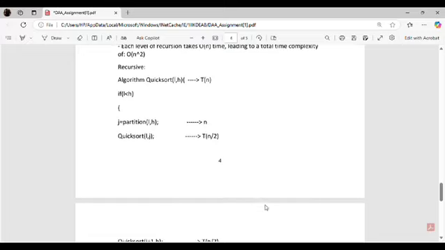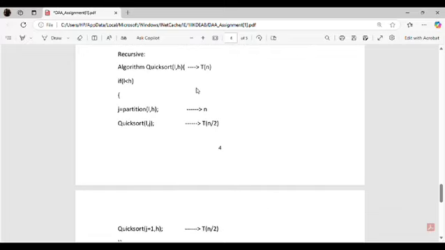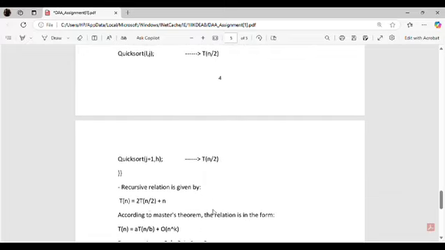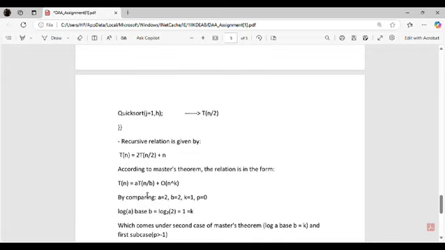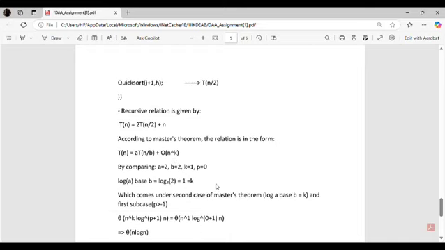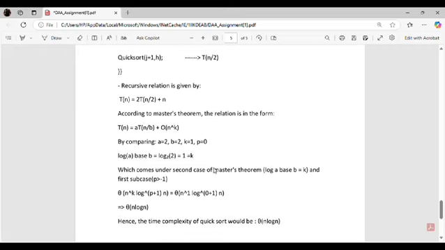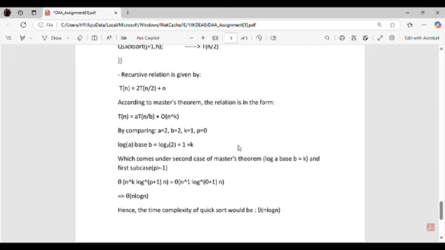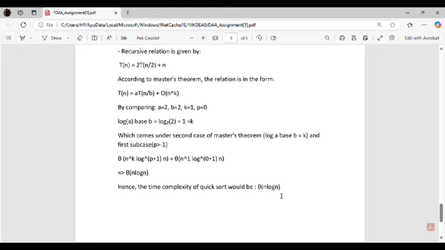According to the Master's theorem, the recursive algorithm can be given as T of n equal to 2T of n by 2 plus n. By comparing it with the Master's relation, we can get a equal to 2, b equal to 2, k equal to 1 and p equal to 0. While comparing log a base b to k, we can conclude that it comes under the second case of Master's theorem. So the complexity of the quicksort would be theta of n log n.